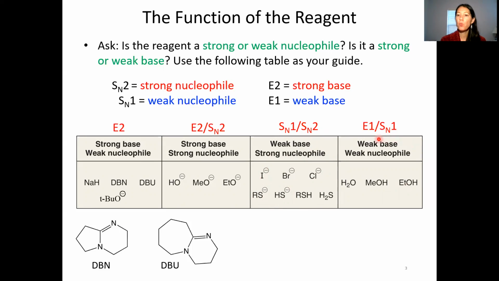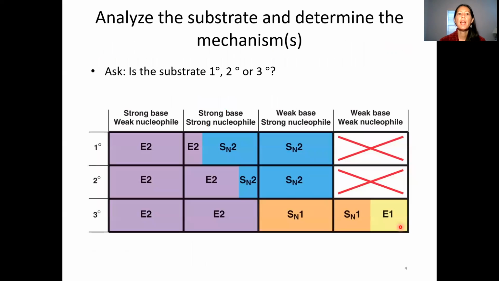When you have a weak base and weak nucleophile, the only thing that's going to occur is E1 or SN1. And look at these guys. These are the neutral versions of what we had over here: water, methanol, and ethanol. So this is something you want to categorize in your head for yourself.